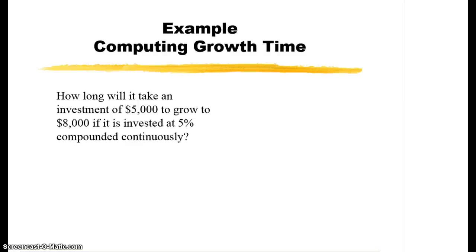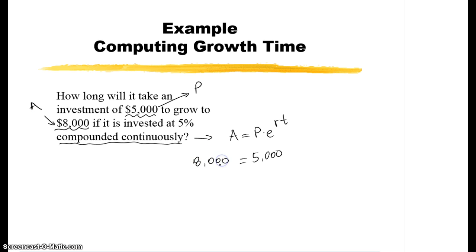Okay, so one last example in this section, computing growth time. How long will it take an investment of $5,000 to grow to $8,000 if it is invested at 5% compounded continuously? Well, compounded continuously in the problem tells me to use the formula A equals P times e to the RT. The investment is $5,000 initially. That's my P, $5,000. It needs to grow to $8,000, which means that my future value is A equals 8,000. Finally, I know that the interest is 5%, so my R is 0.05. Remember, it's in percent always expressed as a decimal.